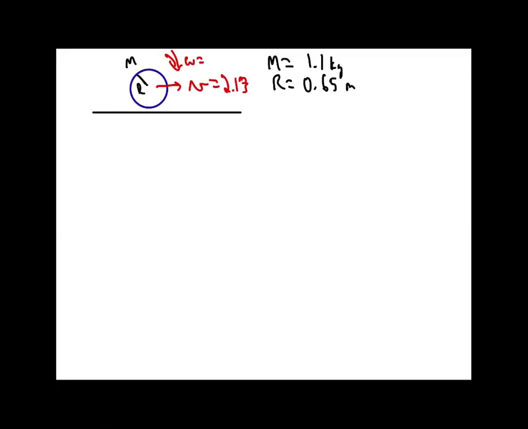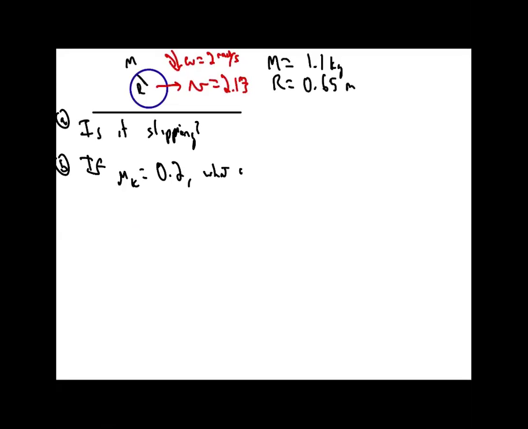I just want to get something not quite right, so let's say 2 radians per second. All right, so the first thing would be, is it slipping? That's our first kind of question. That's maybe A. And part B might be if mu kinetic is 0.2, what are A and alpha?